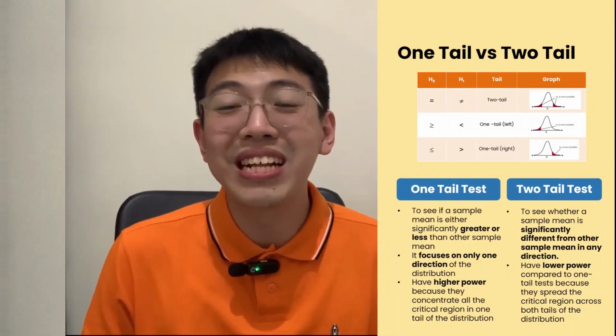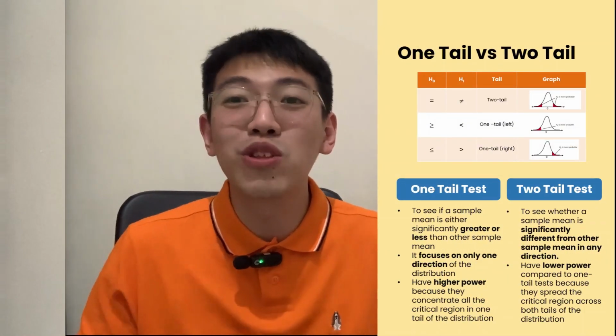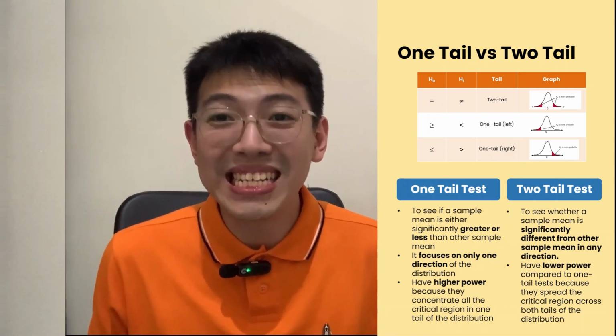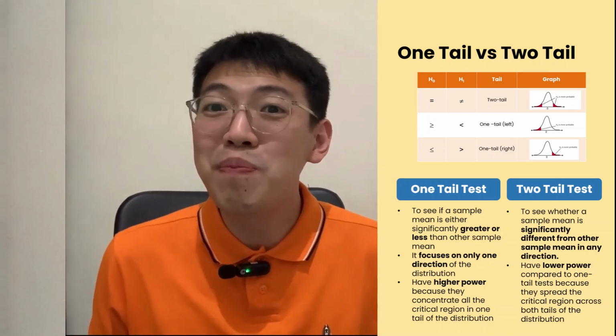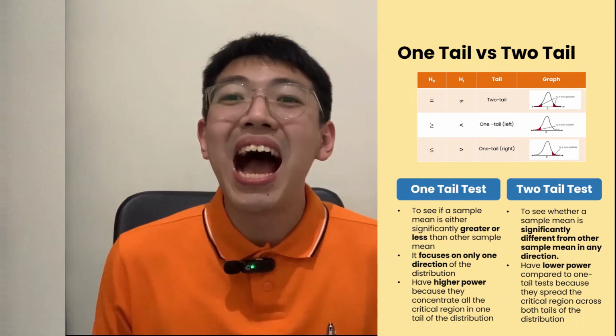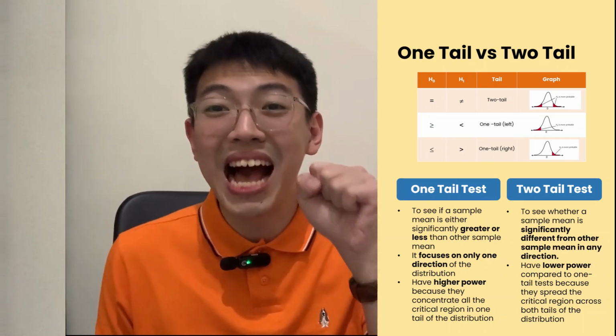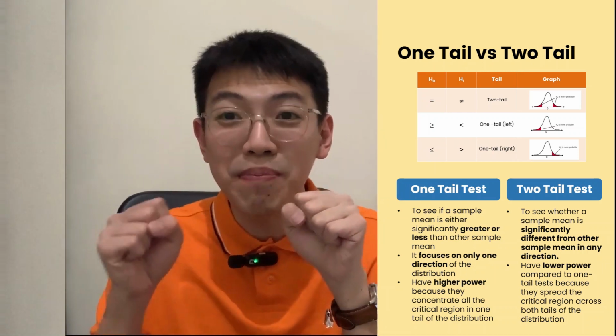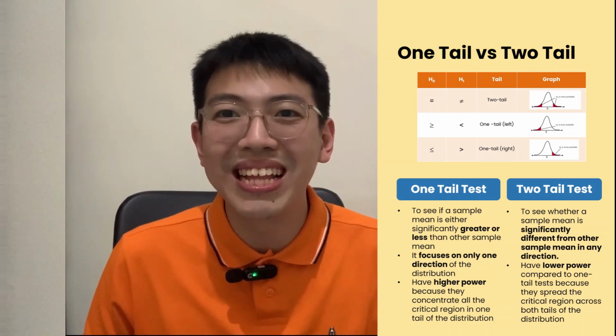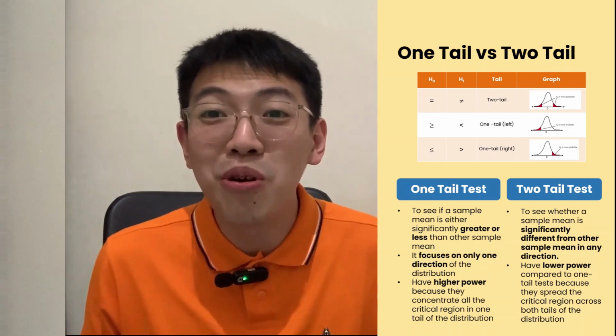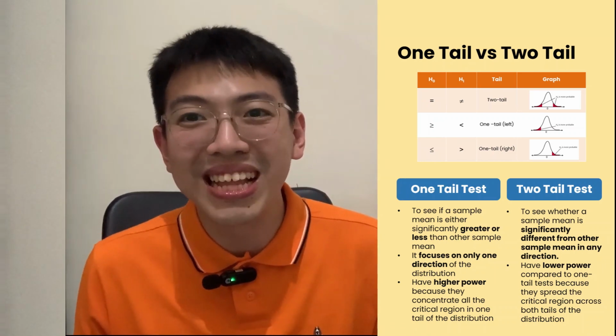I just want to review one tail versus two tail test. In the two tail test, you only want to know whether there is any difference between two sample means. Only whether there is any difference, no particular direction. However, if you want to find whether the mean of sample A is higher or lower than the mean of sample B, you have to use a one-tail test. A one-tail test has more power compared to the two-tail test.